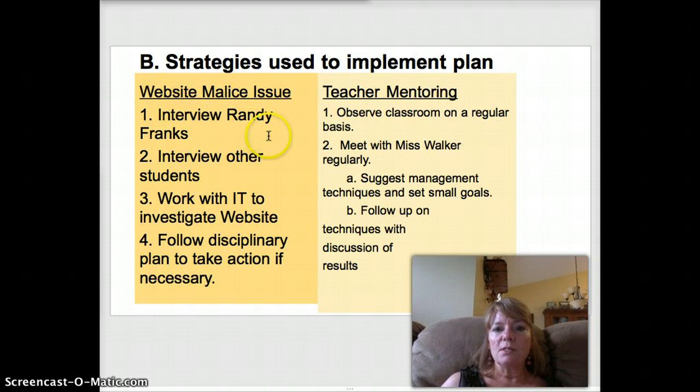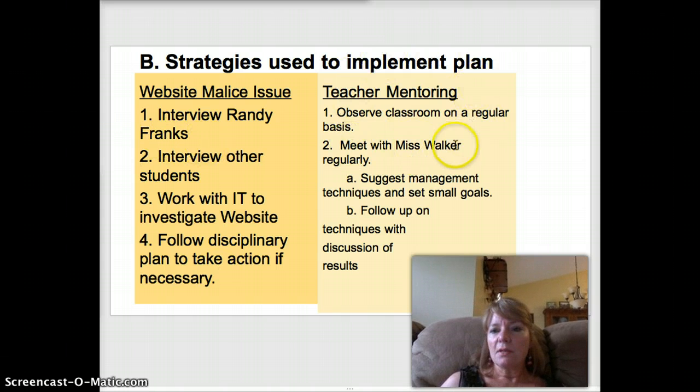The strategies I would use to implement this is, first of all, with the website issue, I would start probably by interviewing Randy Franks and definitely not accusing him at all, but maybe he's somebody to start with. Ask what's going on in the class. Is he aware of any of the website issues or anything like that? Interviewing other students as well, just finding out what the kids know. Sometimes they have a lot of information. I would definitely work with my team to help in this situation. I would want to work with the IT department investigating that website and possibly law enforcement as well. And then I would follow up with disciplinary action if necessary, whatever the school policy would be.